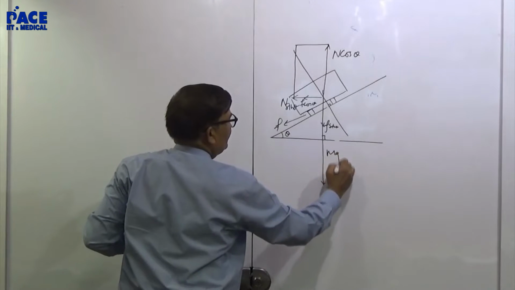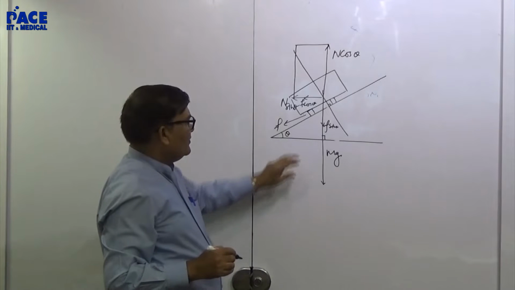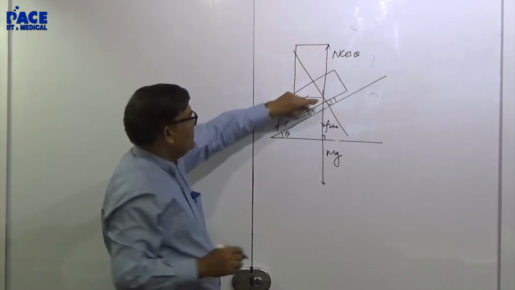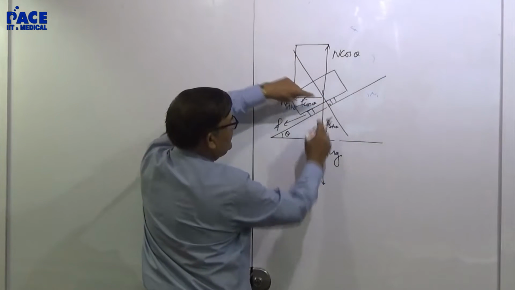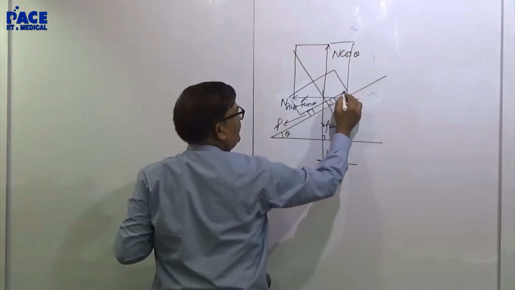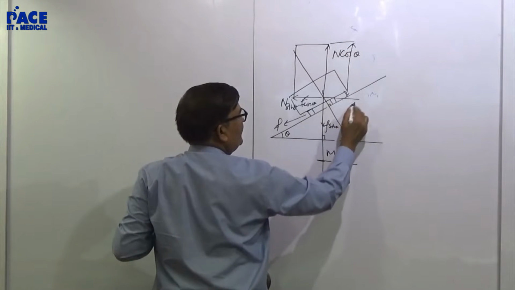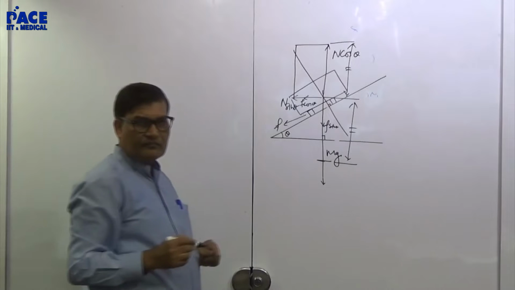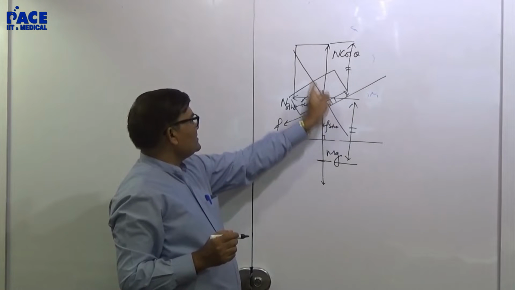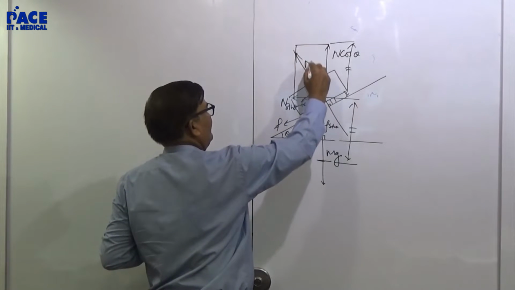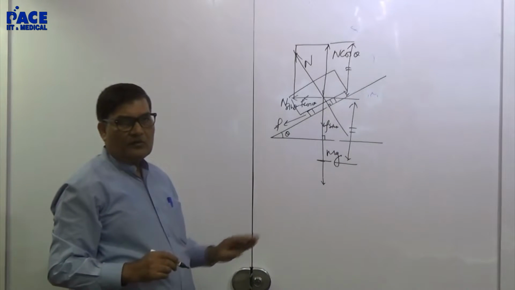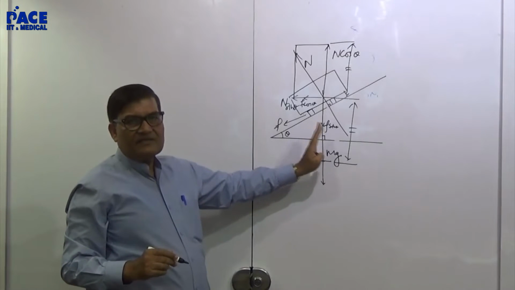Here weight is also there. Now the length of this part, that is N cos theta, should be equal to mg plus F sin theta. That care must be taken. The two lengths should be the same. That is one precaution. Second, these angles should be 90. This normal reaction and the weight should also appear as 90 degrees.